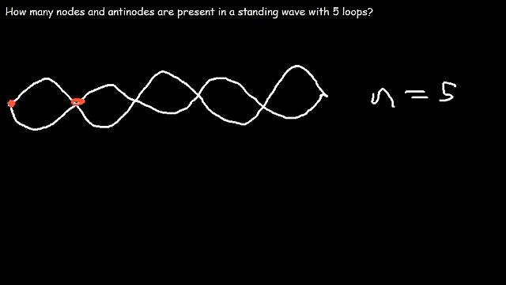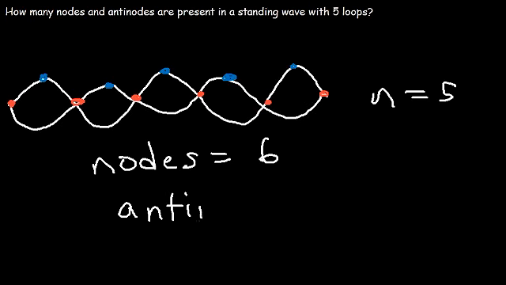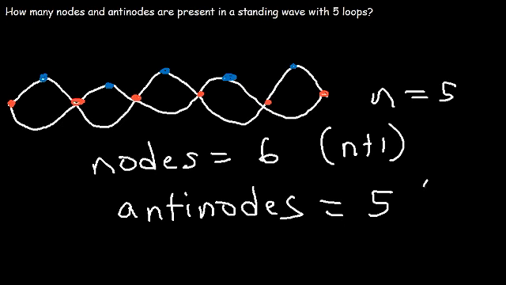The number of nodes is equal to n plus 1. So notice that we have 6 nodes. 5 plus 1 is 6. The number of antinodes is always equal to the number of loops, which is 5. So the number of antinodes is always equal to n. And that's all you got to do for this question.